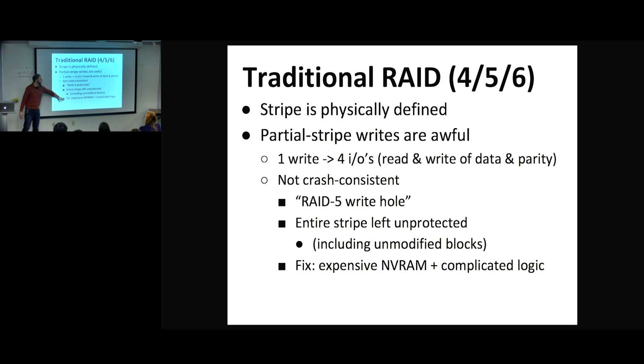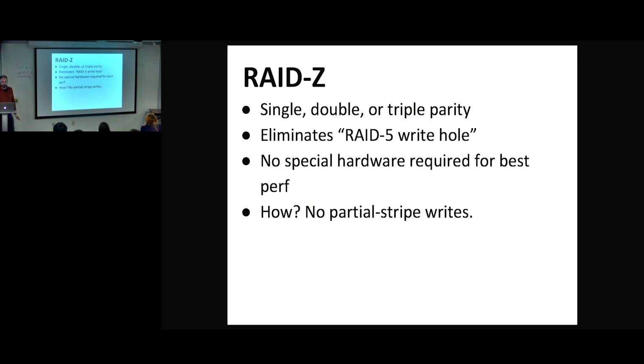And there are a bunch of fixes for this. They all involve expensive hardware and complicated logic. So RAID Z is a different way of approaching this problem. That's really only possible because the RAID layer also is aware of and handles space allocation. So we support single, double, and triple parity. So you can have up to 3 devices fail and still be able to recover. It eliminates this RAID 5 write hole that I mentioned. You don't need any special hardware. How do we do it? Well, you just can't do any partial stripe writes.